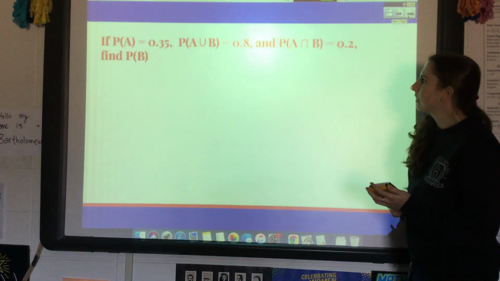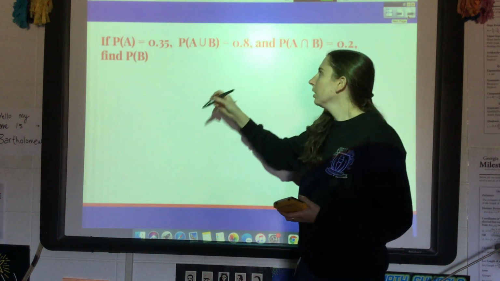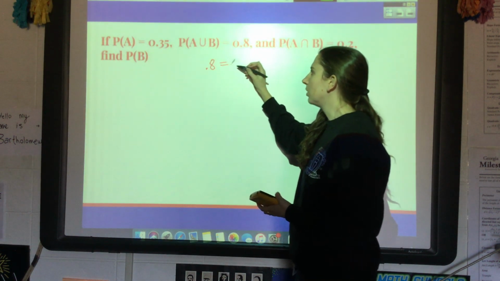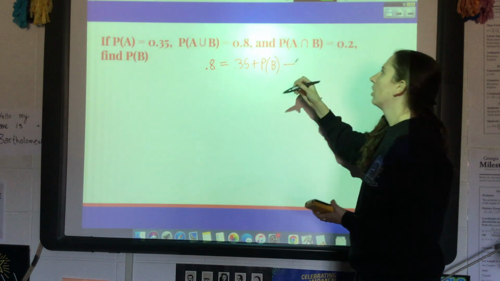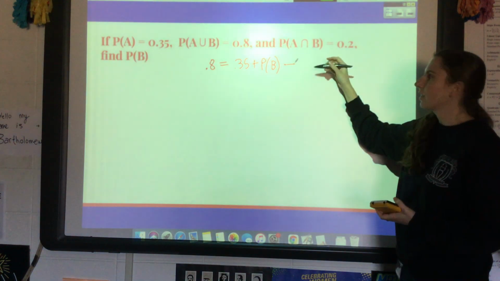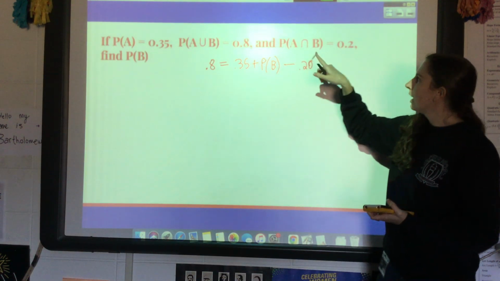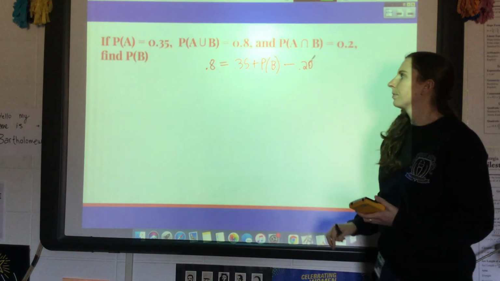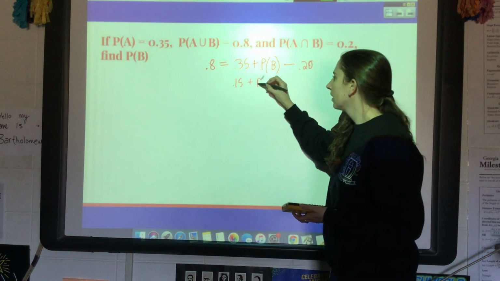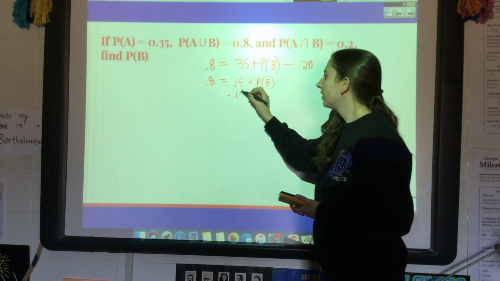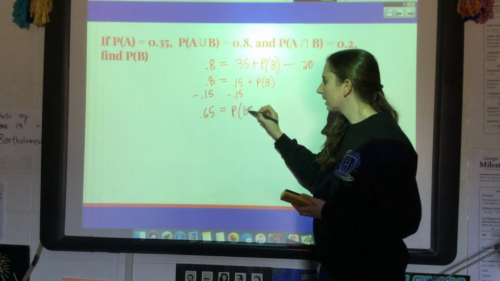All right, here's one other example. Basically where you might have to use some algebra. Remember that this U stands for OR, so I know that A or B is equal to the probability of A plus the probability of B, which I don't know yet, minus the overlap. Remember this symbol here means and, or the intersection. So fill in A, B, and A and B, and it equals A or B. So again, you could just solve for probability of B. 0.35 minus 0.2 would be 0.15. Subtract 0.15 from both sides, and that will leave us with 0.65 for the probability of B. There we go.